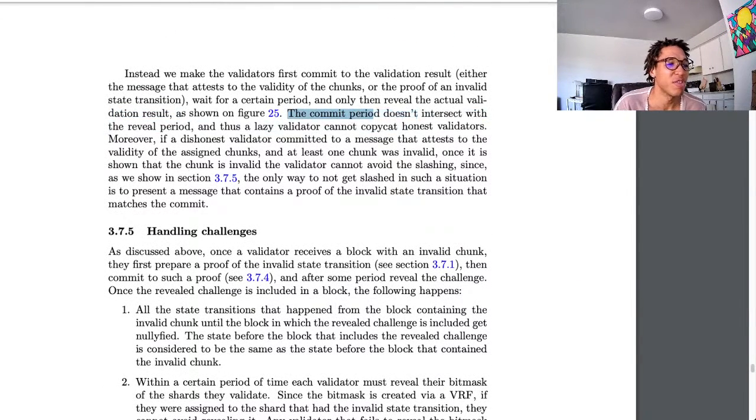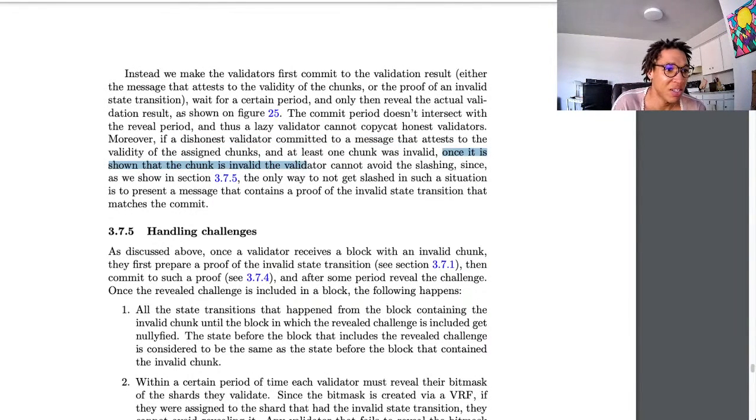The commit period doesn't intersect with the reveal period, and thus a lazy validator cannot copycat honest validators because it's hidden. Moreover, if a dishonest validator committed to a message that attests to the validity of the assigned chunks, and at least one chunk is invalid. So even if you attest to something and most of it seems correct because you only checked half of the information, and you're like, oh, that seems good enough, if even one chunk is wrong, then you're also going to get slashed. Because you're committing to that and it's going to get revealed later and you're going to get slashed.